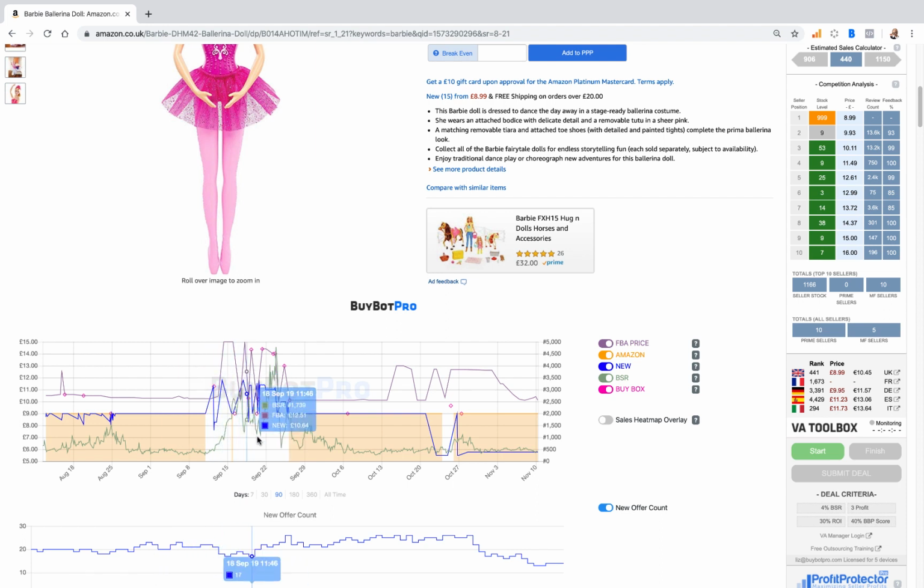Now, the blue line, you can pay attention to the blue line. If you're doing MF, then the blue line is particularly of interest to you. But as I say, it doesn't include postage and packaging, so just always bear that in mind.